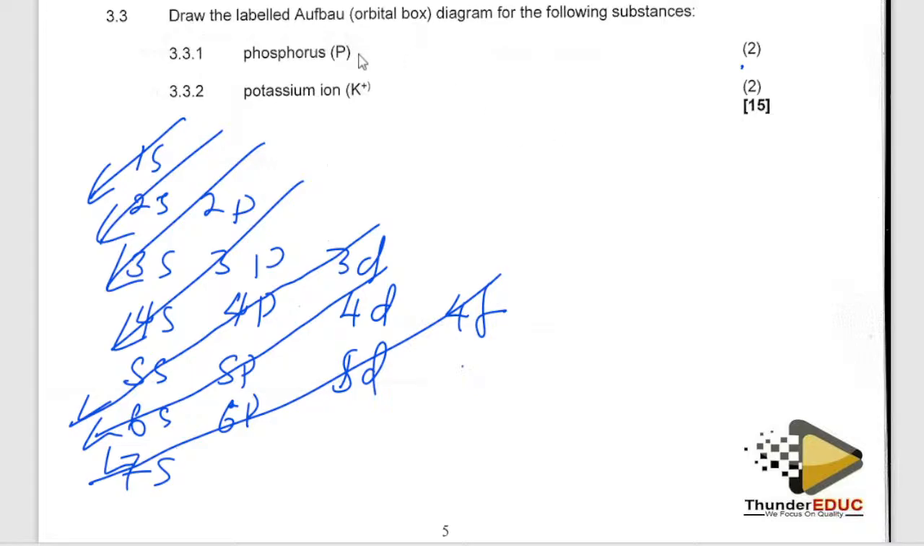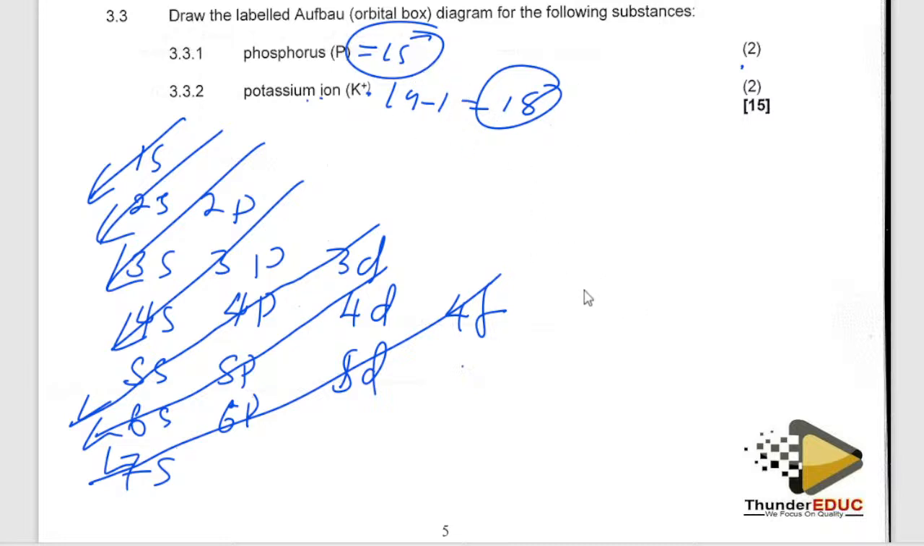You go to the periodic table and find out what is phosphorus. Phosphorus is 15. What about potassium? Potassium is 19, but they said potassium ion, meaning that it has lost 1 electron, meaning that it is 18. So you're supposed to draw the boxes showing this.